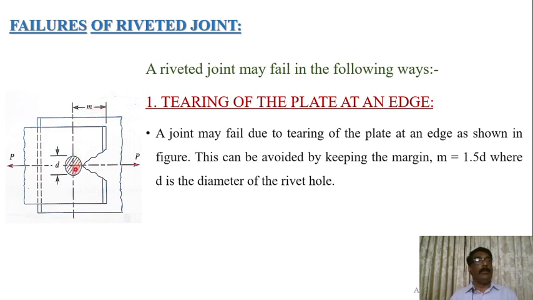Now the margin, you know that in the last session we studied, the margin is nothing but the distance from center of the rivet to the edge of the plate. This distance is known as a margin, and this type of failure may be avoided by keeping this distance M, that is the margin, at least equal to 1.5 times the diameter. That means if the diameter of the rivet hole is 10 mm, then this distance should be at least equal to 1.5 D, that is 15 mm. By keeping this dimension, M equal to 1.5 D, we can avoid such a type of failure.